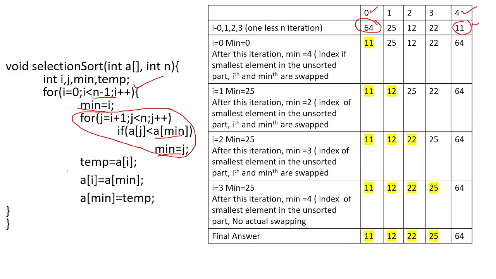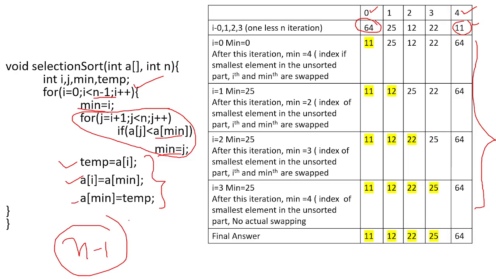Now in the next step, you have to swap. 64 and 11 should be swapped. You store that in temp. This is the swapping. Swapping is done after the completion of that pass. So this whole process takes 4 iterations, or n minus 1 iterations. This is the logic.